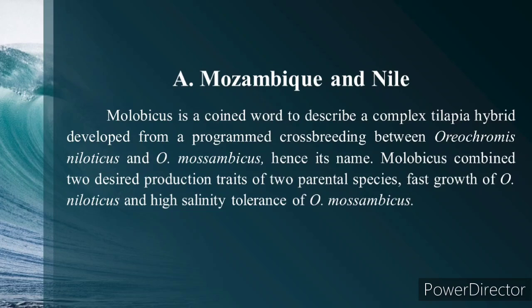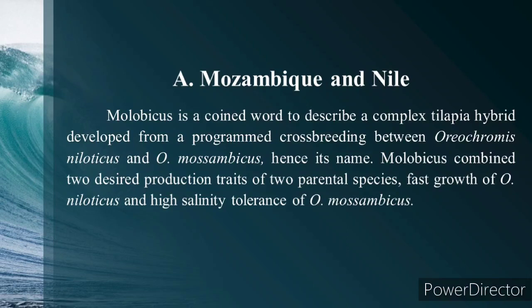Malobacus is a coined word to describe a complex tilapia hybrid developed from a programmed crossbreeding between Oreochromis niloticus and O. mossambicus, hence its name. Malobacus combined two desired production traits of two parental species: fast growth of O. niloticus and high salinity tolerance of O. mossambicus.